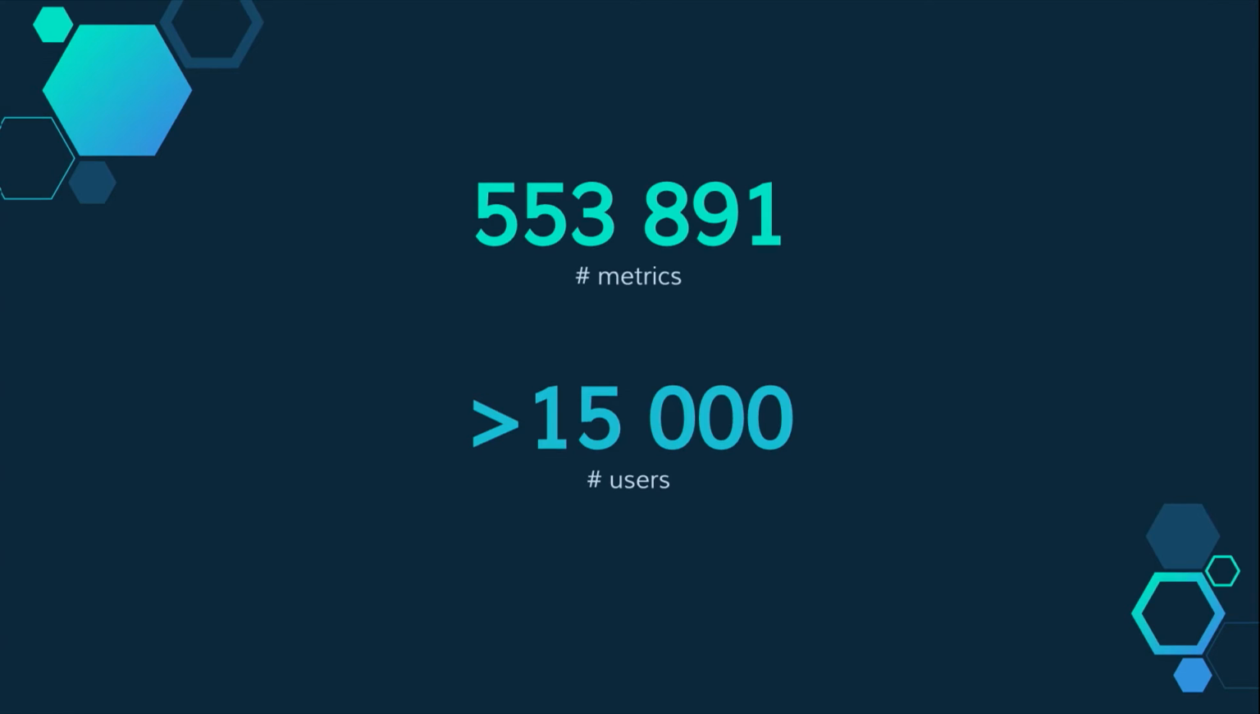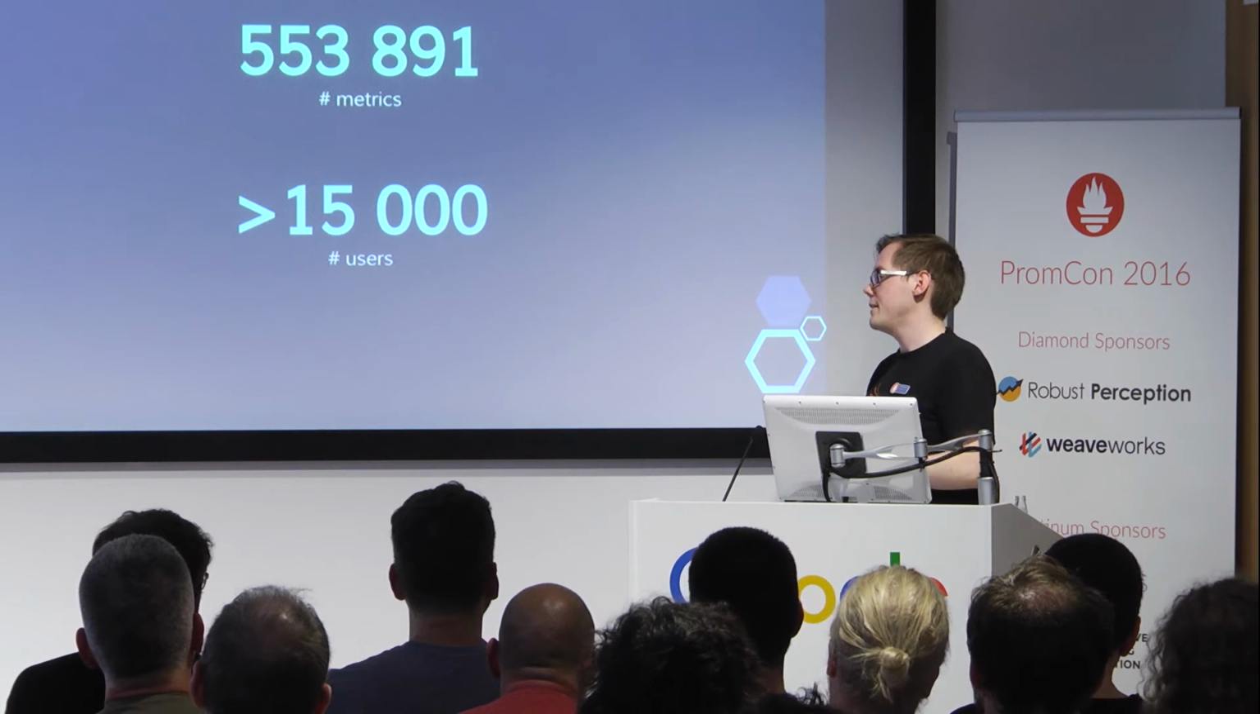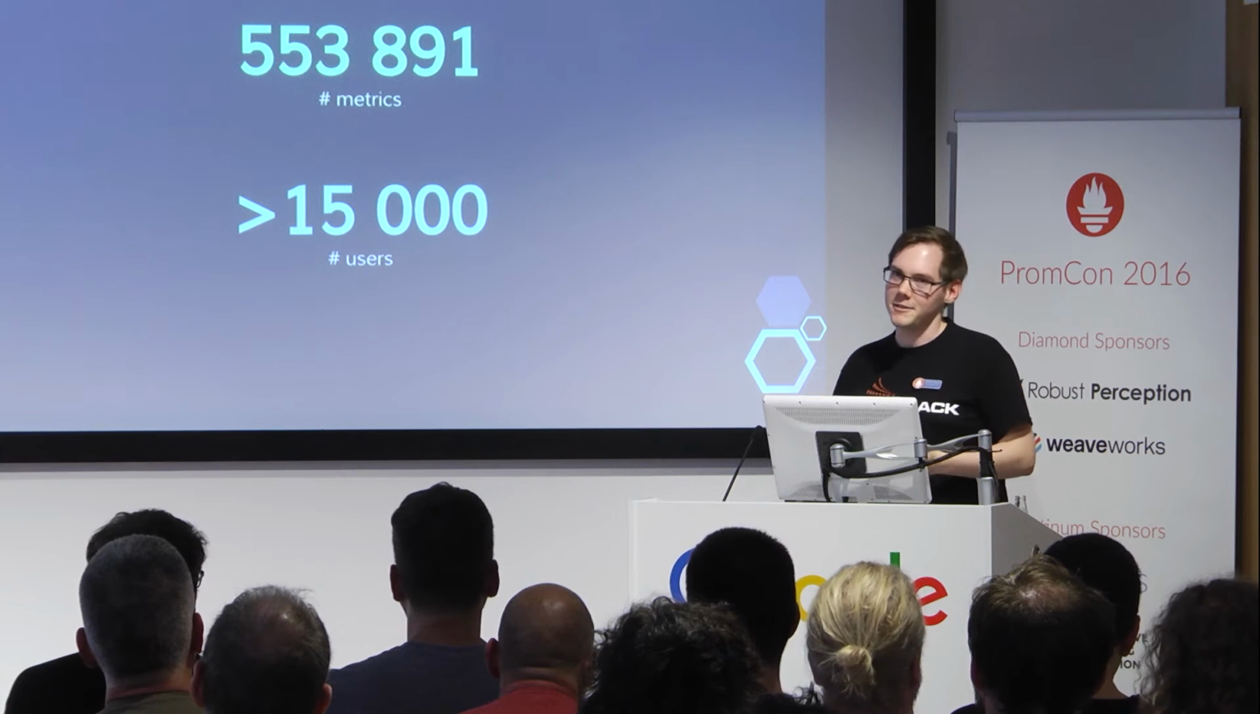I just extracted this from our Prometheus instance from the last event, and we're running at 553,891 metrics. The number doesn't really matter, but it's fun. It's a fun number, right?